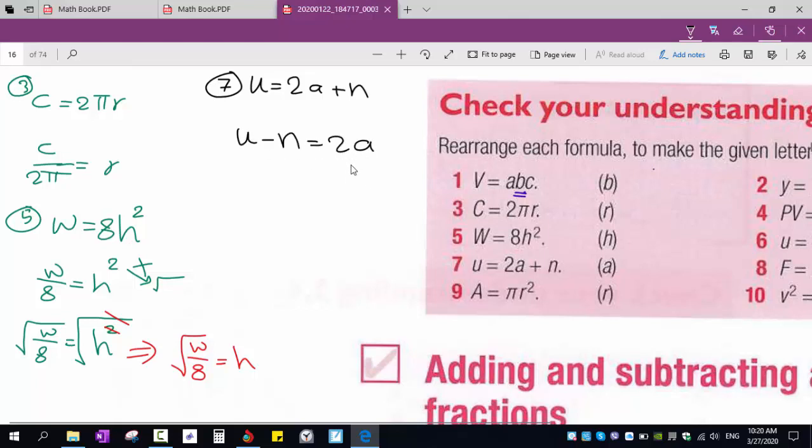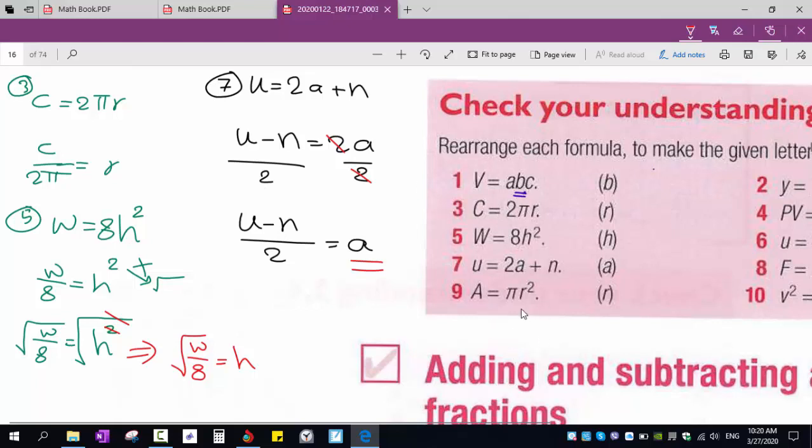Then to get rid of this 2, we divide both sides by 2. That gives u minus n over 2 is equal to a. As you know, since in this fraction there is no plus or minus, we can just cancel the like terms between denominator and the numerator of the fraction. Now a is all alone on a side, a is the subject.